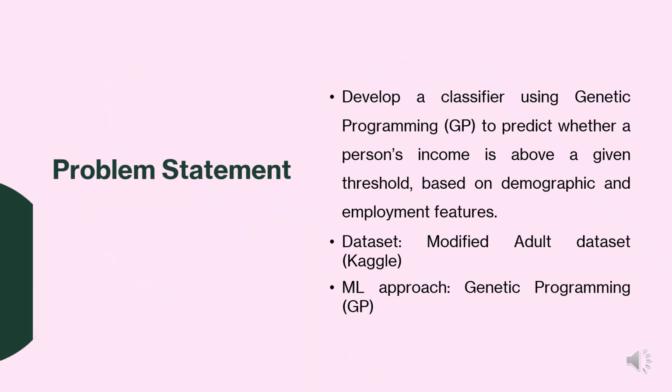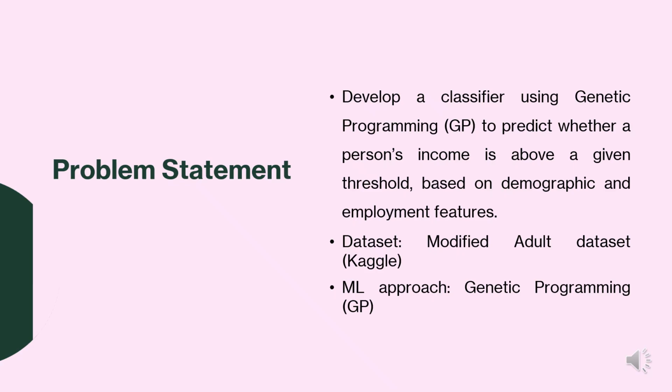Moving to the problem statement, the goal of this project is to develop a classifier using genetic programming, or GP, to predict whether an individual's income is above a specific threshold. This prediction is based on a variety of demographic and employment related features.